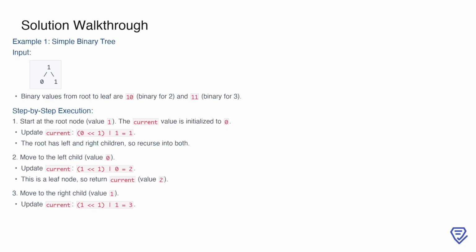Since the root has both left and right children, we proceed recursively into both subtrees. First, moving to the left child with value 0, we again update the current value as 1 << 1 + 0 = 2. This node is a leaf, so we return 2 as the binary sum for this path. Then, we move to the right child with value 1. The current value updates to 1 << 1 + 1 = 3, and this is also a leaf, so we return 3 as the result for this path.